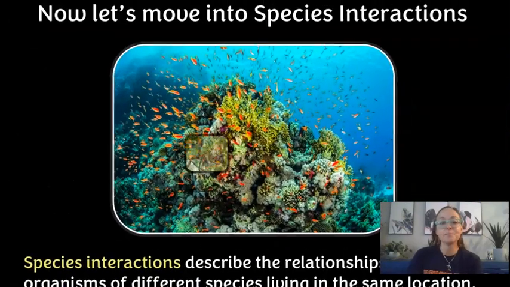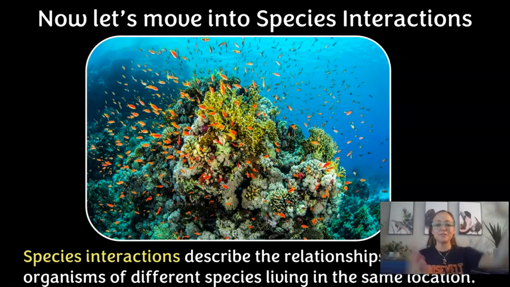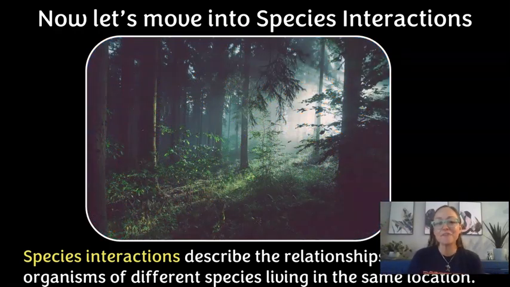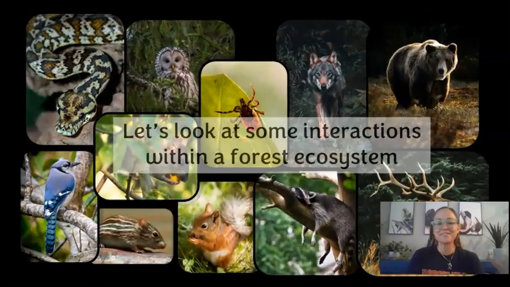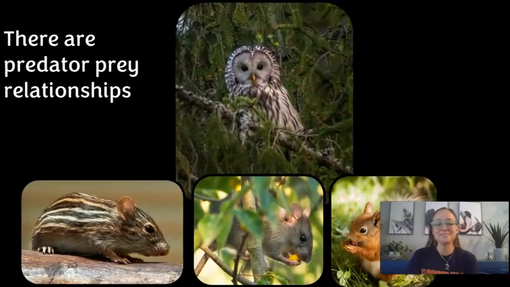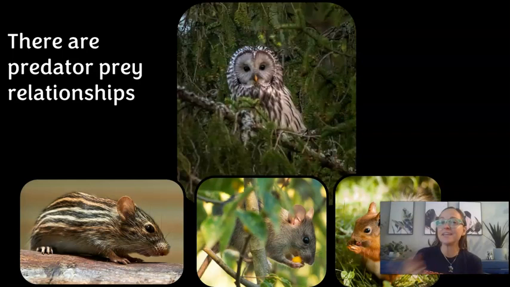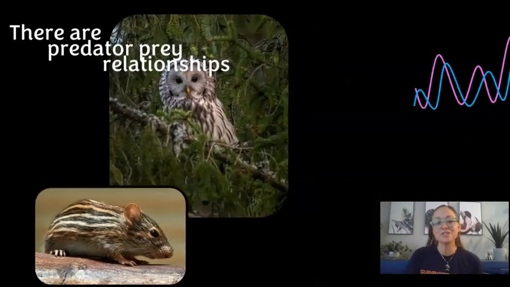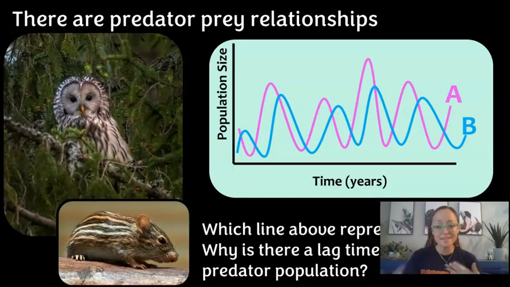When we now talk more about different species interacting, you can see here in this coral reef there are lots of different species that interact together. But we're going to focus on a forest ecosystem. If we look at different animals and organisms and their interactions, that is basically community ecology. A first one that we mentioned earlier in population ecology is predator-prey relationships. With predator-prey relationships, the two species greatly influence each other, right? So if we look at this graph here, which of these lines, A or B, represents the predator and which one represents the prey?